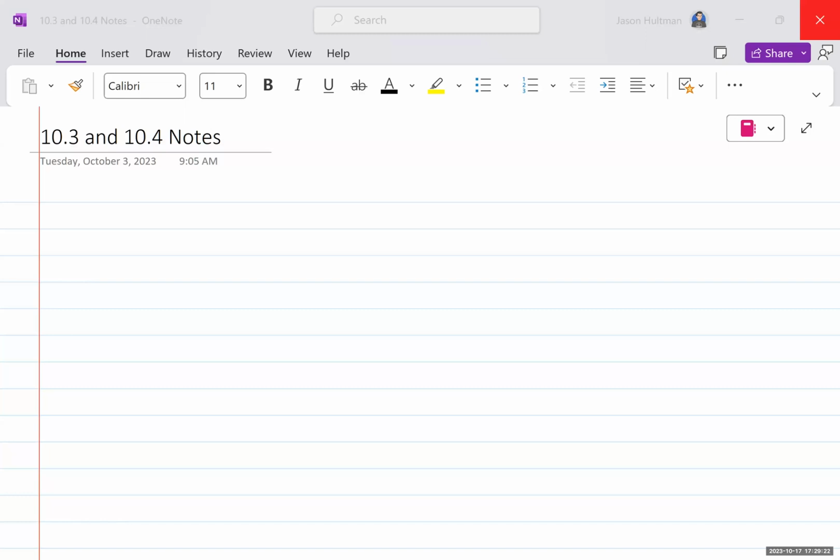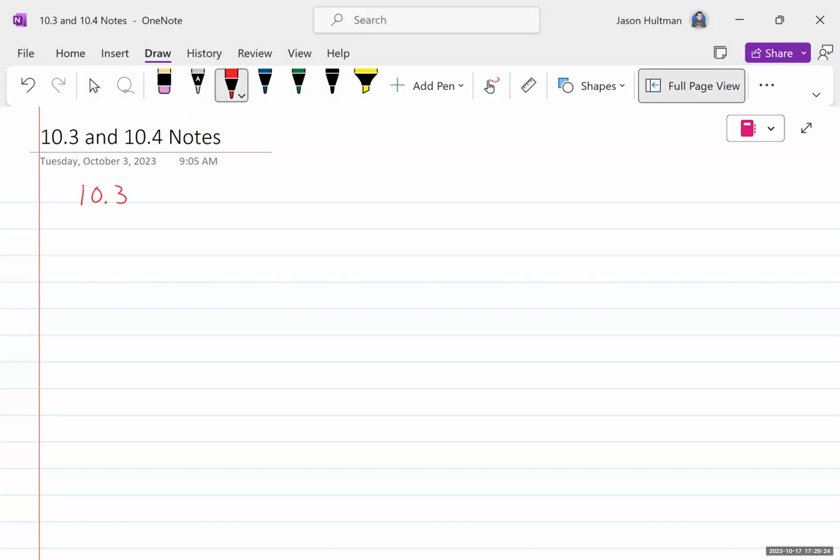Okay, so 10.3 is on polar coordinates. And polar coordinates are just special parametric values. They're special parametric equations that we work with.